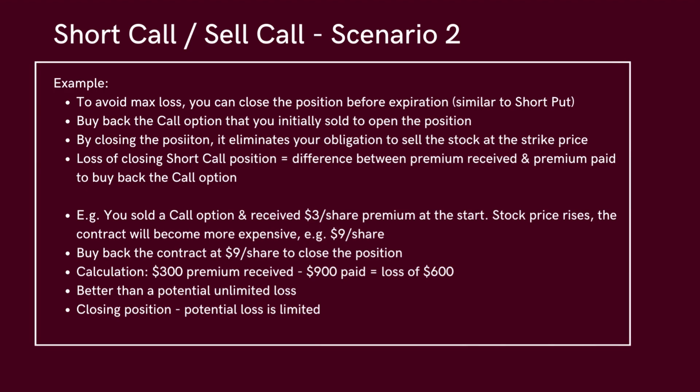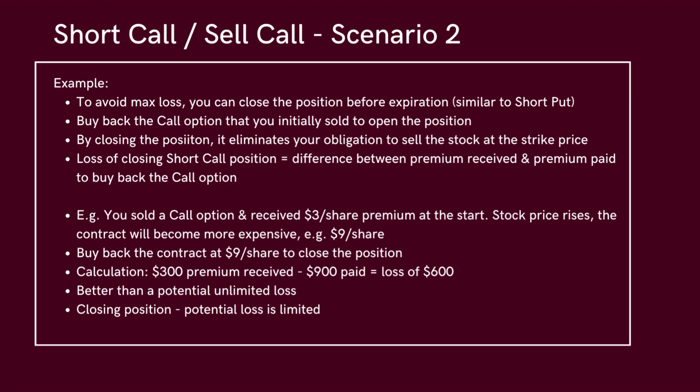But of course, just like what I have shared for short put strategy earlier, you can also choose to close your short call position. Then you don't need to deal with the buying and selling of 100 shares per contract. Since you sold a call contract at the start, which means you have to buy back the call option to close the position. By doing so, you eliminate your obligation to sell the underlying stock at the strike price. The loss upon closing this short call position will depend on the difference between the premium initially received and the premium paid to buy back the call option.